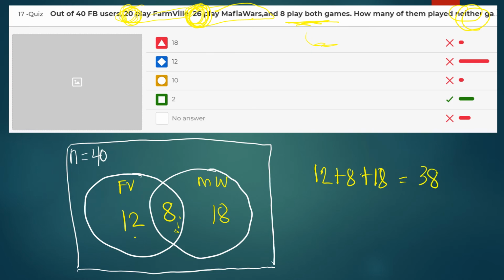Right? So, dahil 40 ang Facebook users natin, 40 minus yung 38 na naglaro ng dalawang game, ilan daw ang hindi naglaro nung both games? So, ilalagay natin yun sa labas ng dalawang game, which is 2. So, the correct answer here is this one. Okay?